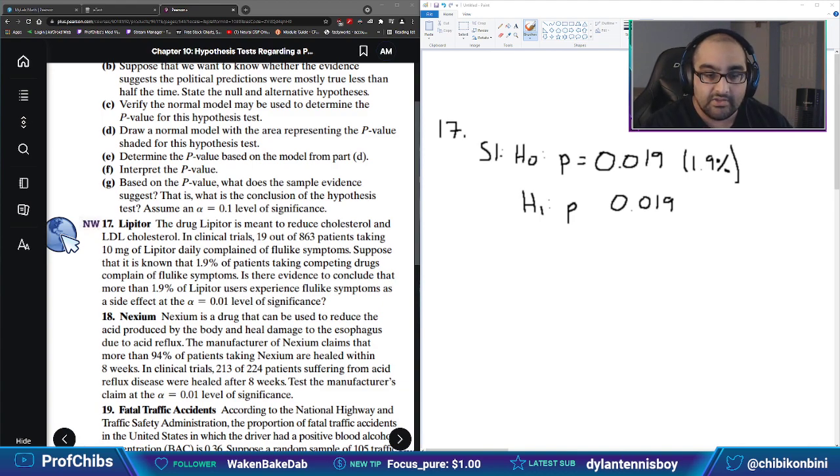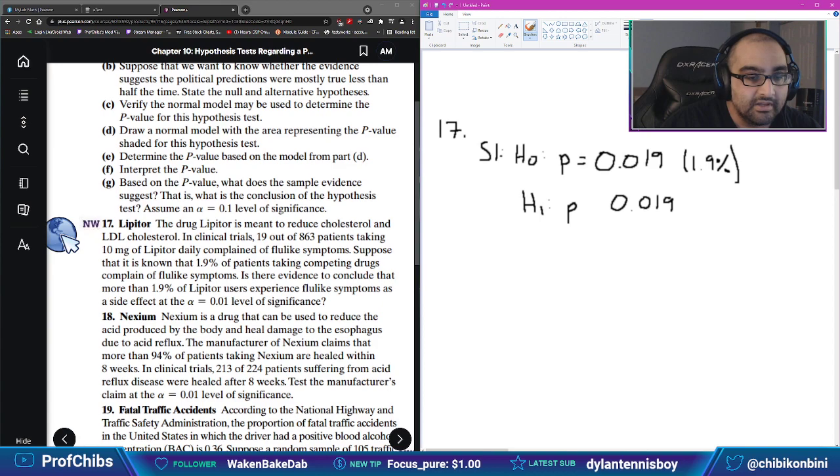Bill says more than. All right. And that is correct. Very good. It definitely says more than. Again, if we read the problem carefully, it says, is there evidence to conclude that more than 1.9% of Lipitor users experience flu-like symptoms? So, more than is absolutely right. Okay, good. So let's answer this next question here.